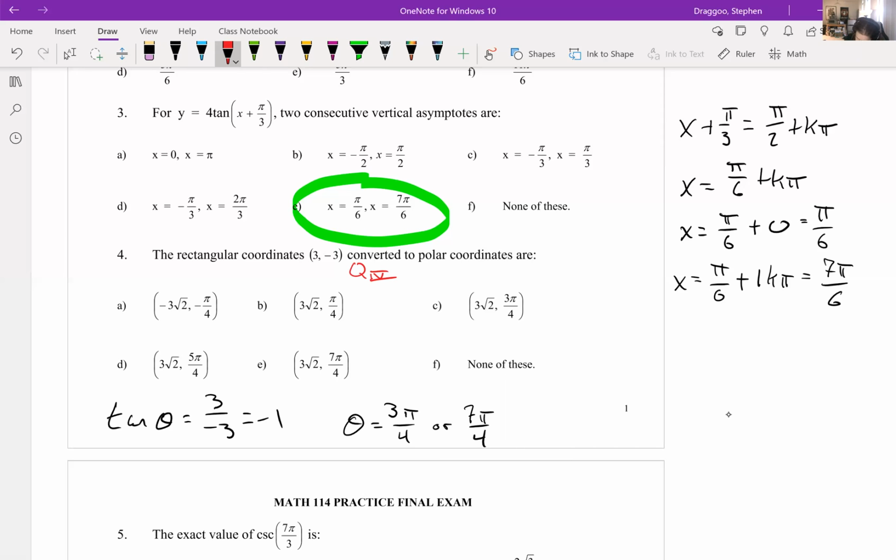So looks like we want option E. Because we'll also see that r squared is going to be 18, since 3 squared plus 3 squared is 18. So 3 square root of 2 is r.